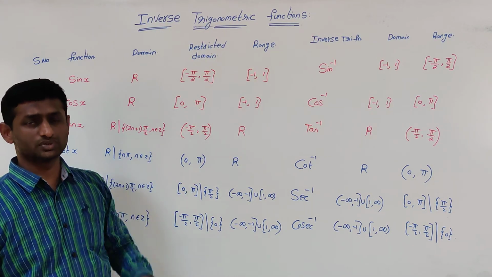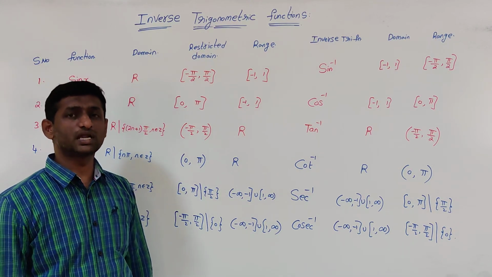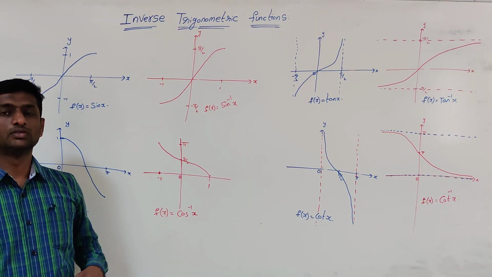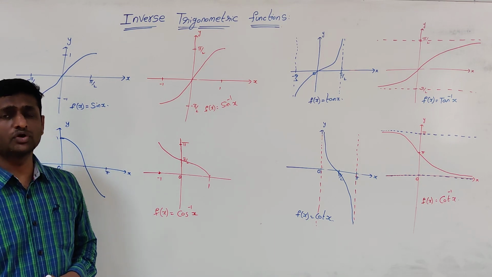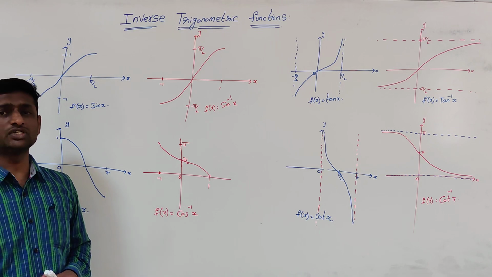So this table, if you remember, then it will be easy for finding the different problems. So this table is very important. Next we'll go for the graphs. So now we'll see the graphs of trigonometric functions with restricted domain and inverse trigonometric functions.